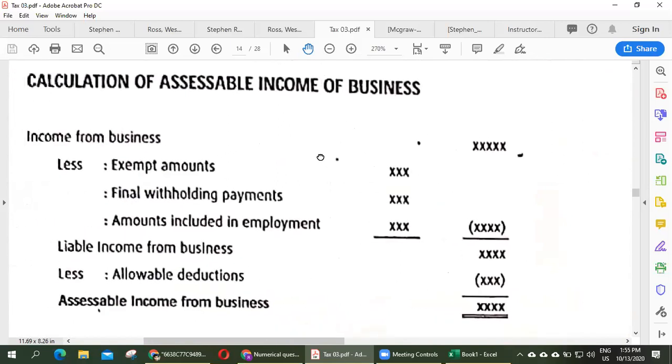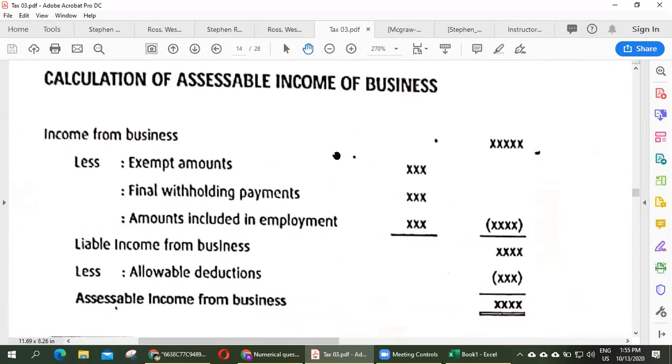So that's the thing, right? We have already discussed how to calculate business income. So this is the summary. Income from a business is the net profit, right? And we have to deduct the exempt amount if there is any exempt income included in the profit. Final withholding payment, we have to exclude that amount, and the amount included in employment income. These are not part of business income, therefore we have to remove that part here. Then we get the liable income from business, less allowable deductions.